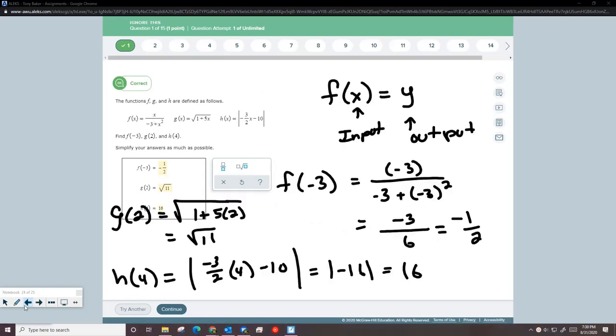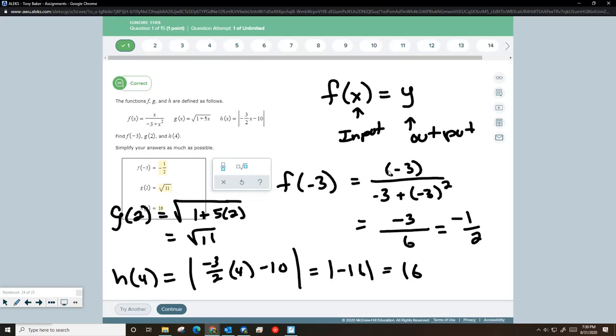So I went through and did this problem, and I'm going to show you the screens. The first thing we're looking at with function problems is f of x equals y. X is my input and y is my output. When they give you the problems, it's going to have the f and then the -3. That's my input, so I'm going to plug that in to the problem.